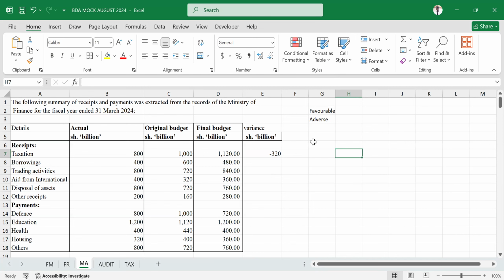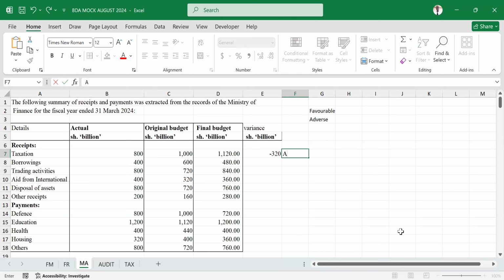I can hear there is an echo there. That's okay. So when we have a negative variance, and remember, before you talk about negative, you must make sure you are comparing final against the actual. If you do the reverse, comparing the actual against the final, you will not have a negative. That's why you have to make sure you are comparing final against the actual. If you start with the actual and compare with the final, whatever you get, if it's negative, then you say that is an adverse variance.